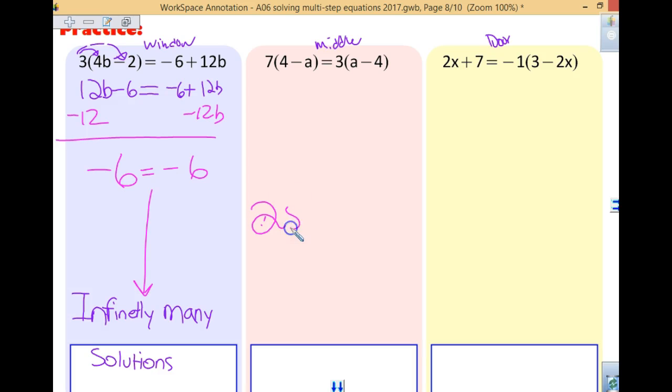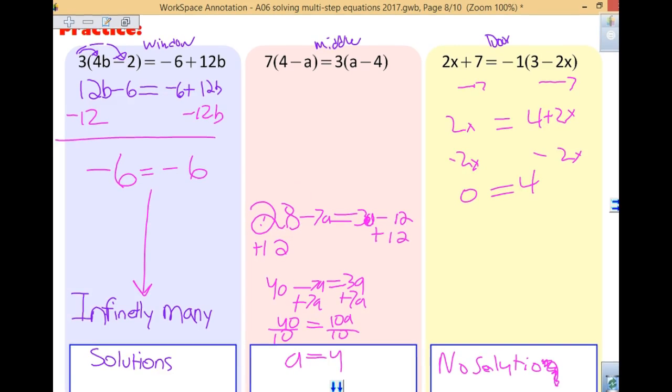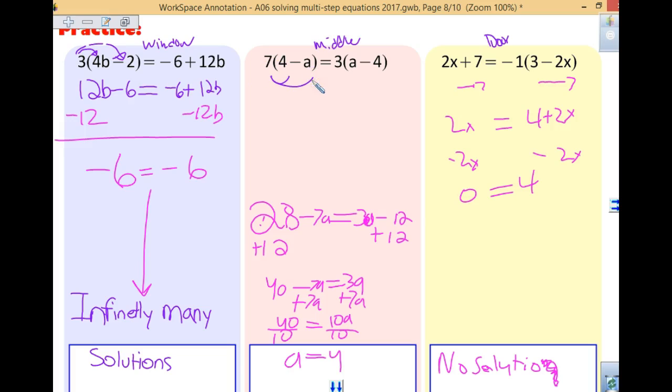Hang on a minute. And one of them is right here. And most of you in this middle group did it right. And when you came up here, this was done correctly. You distributed and got -7a. On your paper, this is what I saw. 28 minus a equals 3a minus 12.